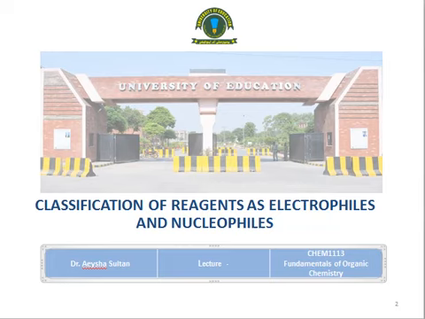So, in connection with the online lectures for the course of Fundamentals of Organic Chemistry, we shall today discuss the classification of reagents as electrophiles and nucleophiles. We shall see how, just by looking at a certain reagent, we can tell whether the reagent will act as an electrophile or as a nucleophile.